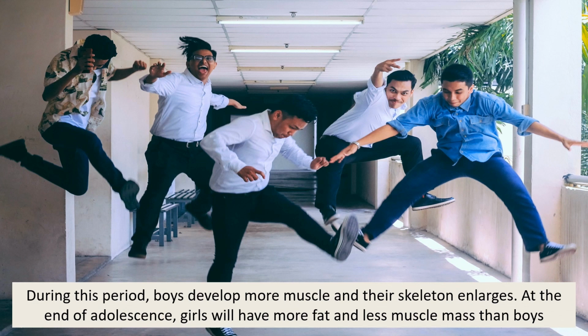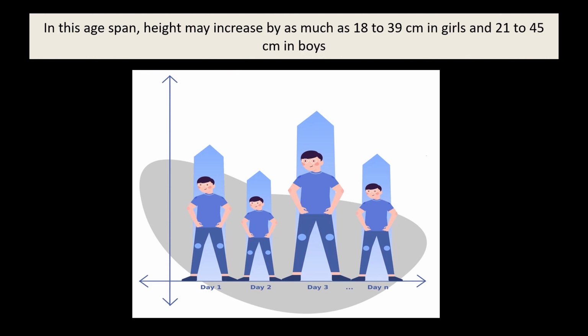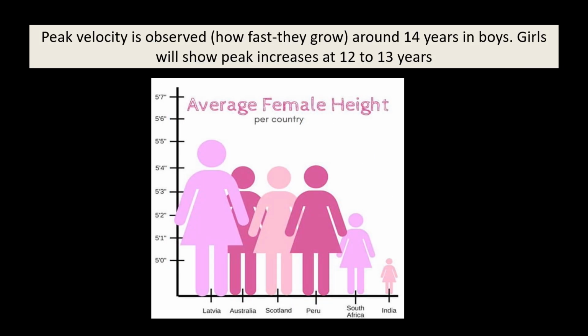Puberty begins about 2 to 2.5 years earlier in girls than in boys. Thus, at the same age, you will see that girls are taller than boys and will have more muscle mass. During this period, boys develop more muscle and their skeleton enlarges. At the end of adolescence, girls will have more fat and less muscle mass than boys. In this age group, height may increase by as much as 18 to 39 centimeters in girls, and in boys it can increase by 21 to 45 centimeters. Peak velocity is observed around 14 years in boys, and girls will show peak increase at 12 to 13 years.